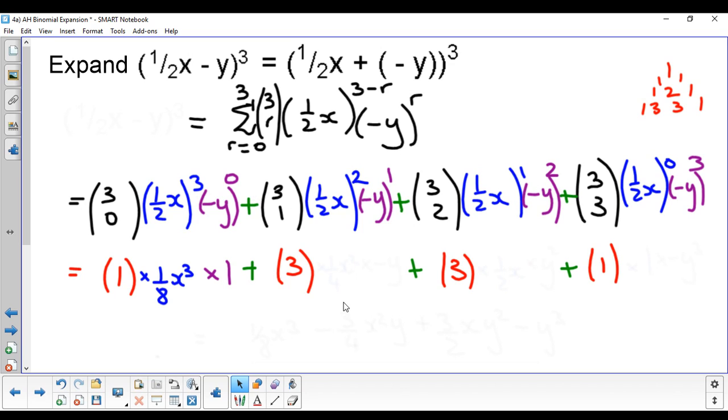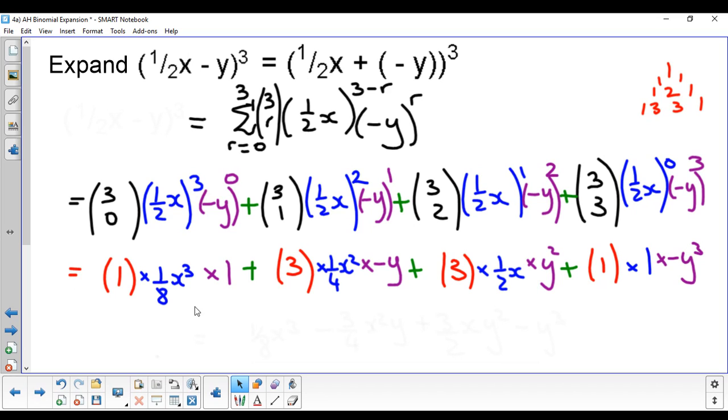Even if it's negative, to the 0 is 1. That will be a quarter x squared times minus y. And then that will be a half of x. Minus minus turns to plus y squared. And then we have to the 0, so that goes to 1 minus y cubed. So remember, odd powers will give you negatives out and even will give you positives.